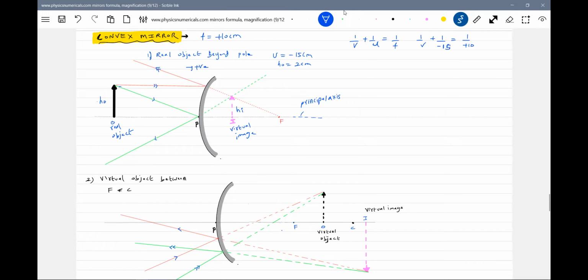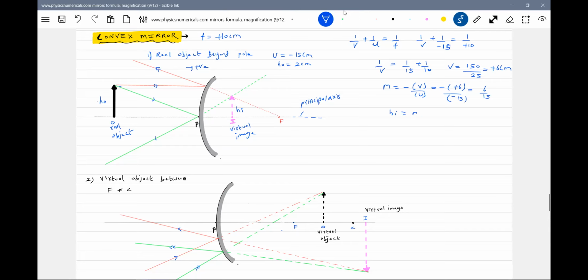Okay, let's solve this. 1 by V equals 1 by 15 plus 1 by 10. 150 by 25 will be plus 6. Magnification is minus V by U, plus 6 over minus 15. So everything will become 6 by 15, which I think will be less than 1. So the image will be diminished.